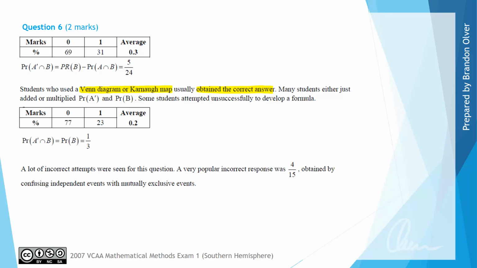Part B was likewise challenging for students, and there were a lot of incorrect attempts seen for the question. In total only about 23% of students got the correct answer. A very popular incorrect response was 4 over 15, obtained by confusing independent events with mutually exclusive events. This is a common error that you see occurring in the Mathematical Methods examinations. So students are reminded that independent events and mutually exclusive events are very different.